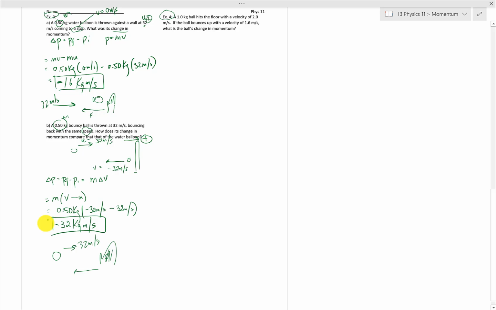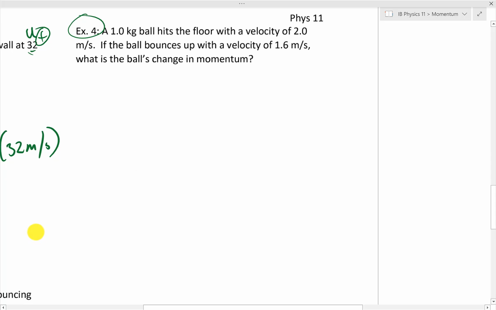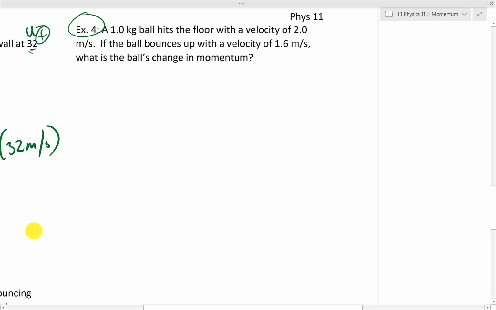Again, don't forget directions and don't forget your positives and negatives, which means you can use that in example 4. We have a 1 kilogram ball that hits the floor with a velocity of 2 meters per second. If the ball bounces up with a velocity of 1.6 meters per second, what is the ball's change in momentum? Okay, so a very similar case, but now you have a ball that is coming down at 2 meters per second and then bouncing back up with a slightly lower speed, but opposite in direction, 1.6 meters per second, okay?